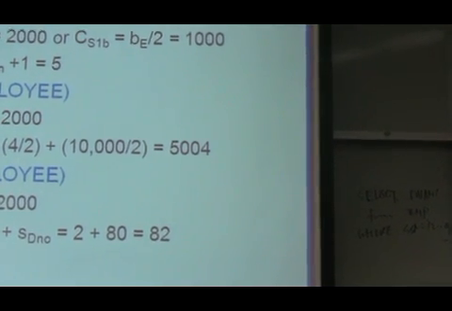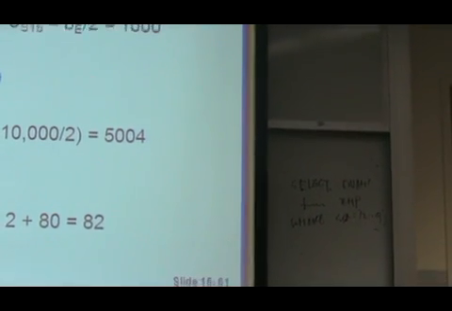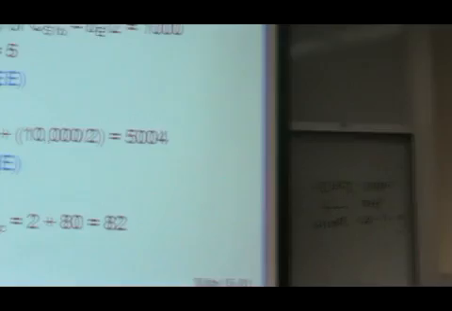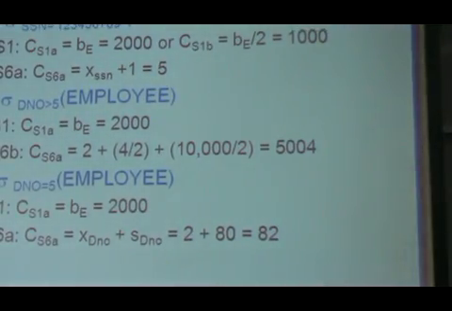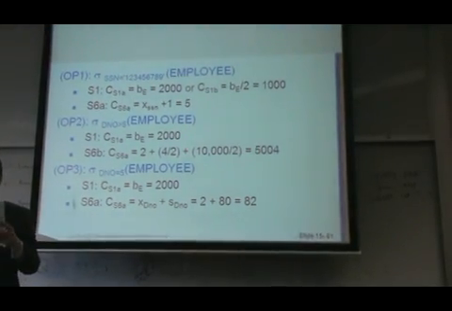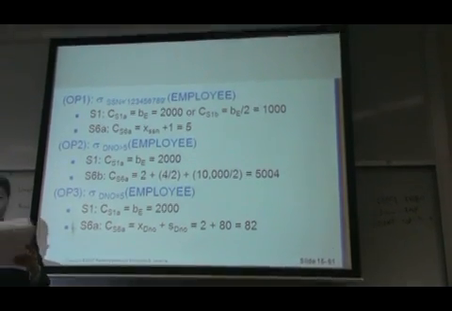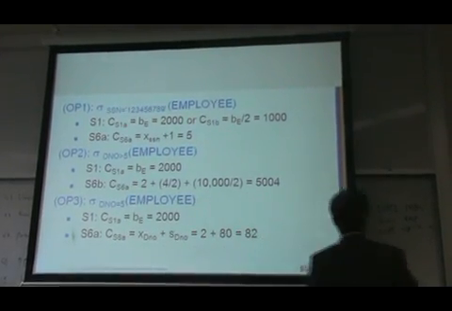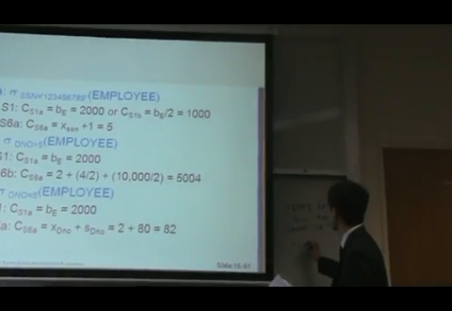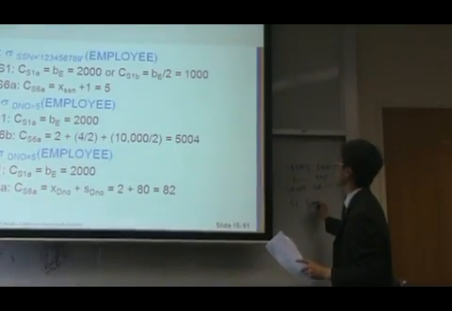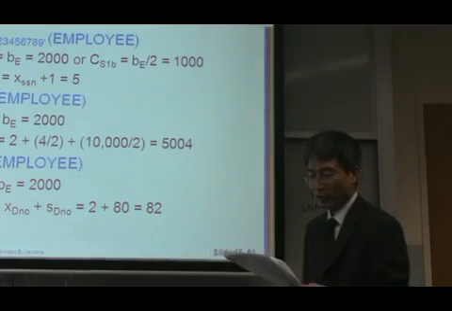So linear search, what is the cost of the linear search? B over 2, right? What is the B in this case? B is the number of blocks. The number of blocks is 2,000. So the cost using S1, the linear search, is 1,000.